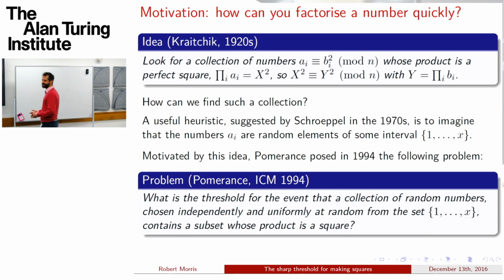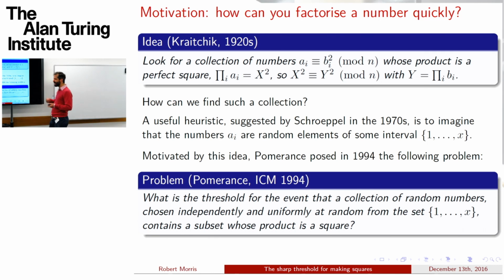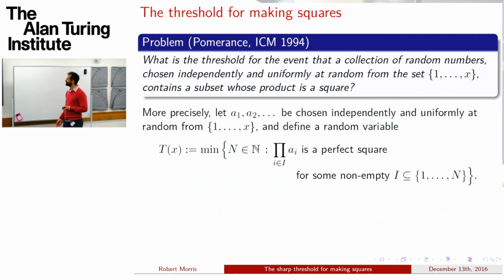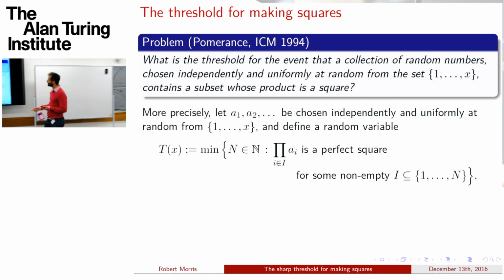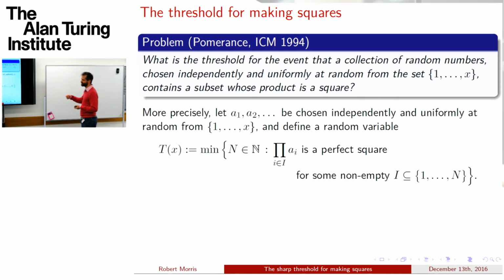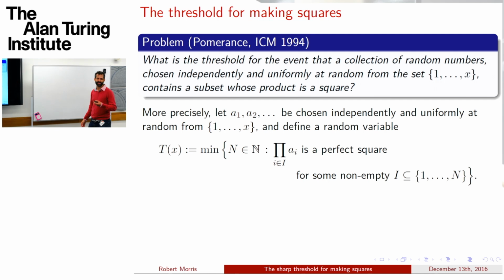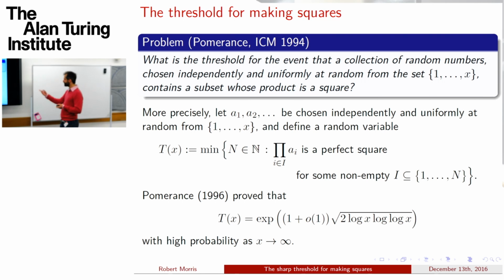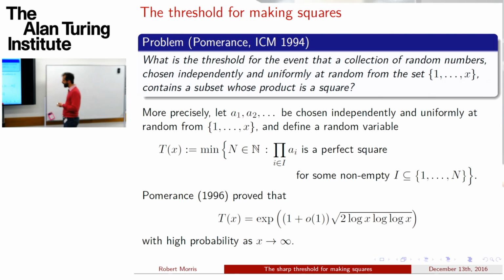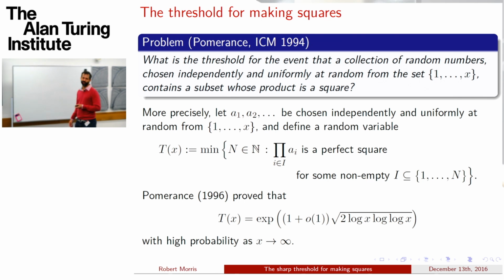We don't care how large the subset is. We just want the product to be a square. So the question is, how many random numbers do you need before you can find such a non-trivial subset? More formally, let's take these numbers independently uniformly at random and define T(x) to be the stopping time, the first time where you see a subset whose product is a perfect square. Is the problem clear? Okay, and the problem is actually determined up to a 1 plus o(1) power. So we showed that you need about e to the root log x log log x.